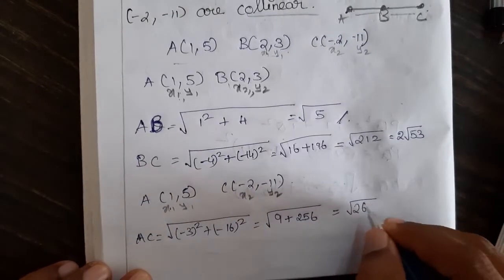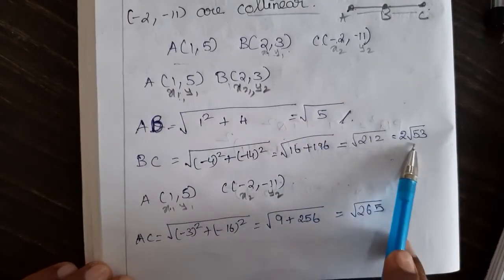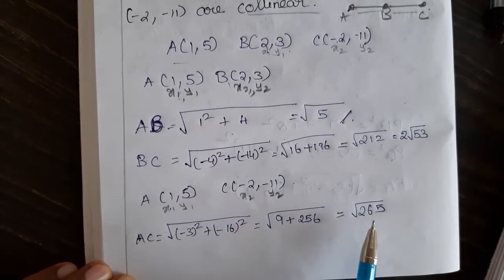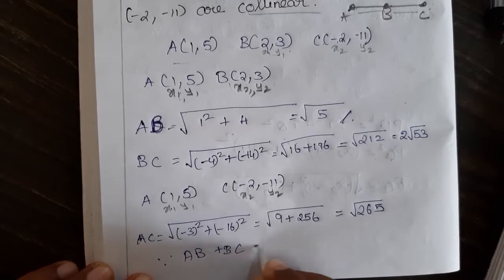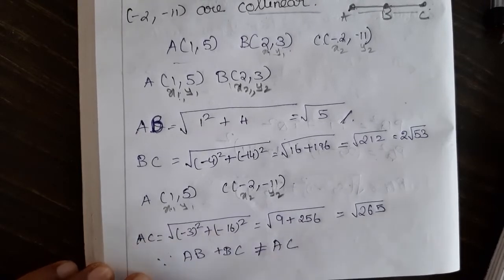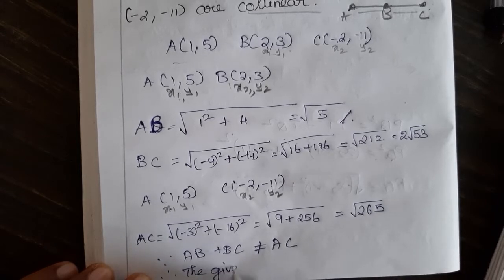265, right? So can you say if we add square root of 5 plus 2 square root of 53, it will become square root of 265? Never, right? So since AB plus BC is not equal to AC, therefore the given points are not collinear.